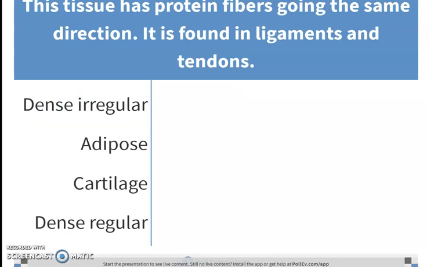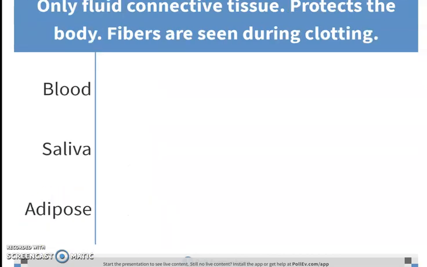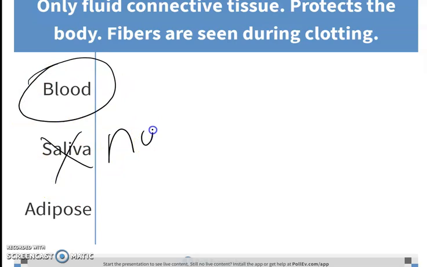So, which tissue has protein fibers going the same direction and is found in ligaments and tendons? Not same. No, we didn't talk about that. Must be dense regular. Only fluid connective tissue. Blood. Saliva is not a connective tissue. No cells. Not fluid.